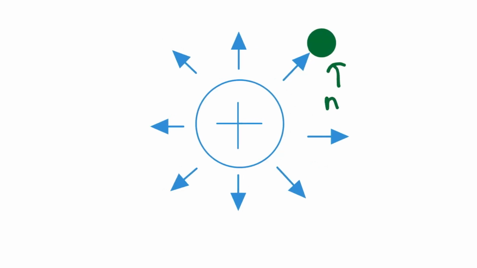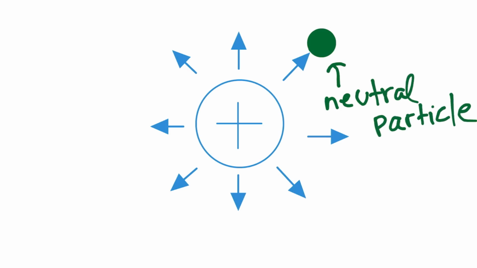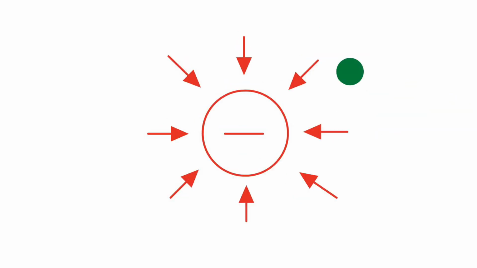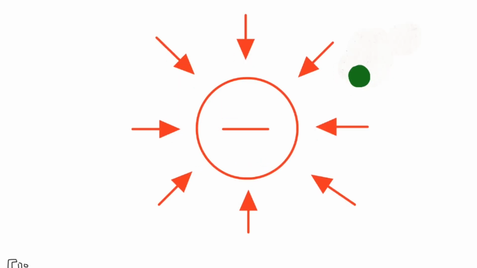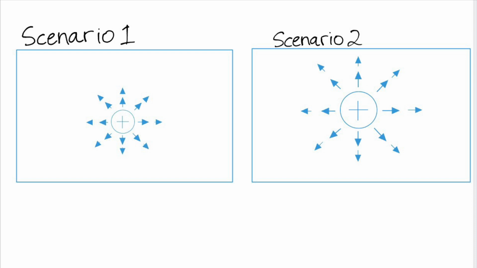This means that if we have a neutrally charged particle and place it close to the positively charged particle, it'll be pushed away. And if we put the neutrally charged particle close to a negative particle, it will be pushed towards the negative charge. Let's say that we now have a small positive charge and a larger positive charge.